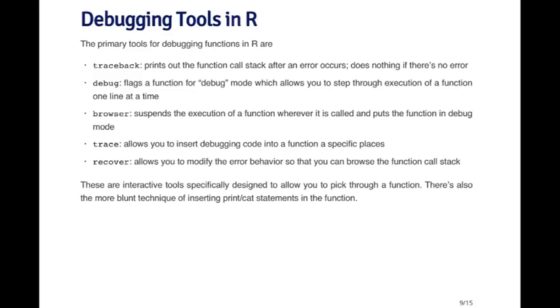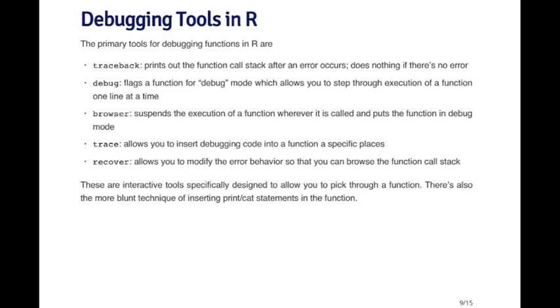You can execute one expression at a time, I should say, inside the function. So you can try to pinpoint if there's a specific line of code where an error occurs, and you'll be able to find out which line that is. The browser function is related to debug in the sense that you can stick a call to the browser function anywhere in your code, and when that browser call gets hit, the execution of the function will suspend. Then you can go line by line from there.